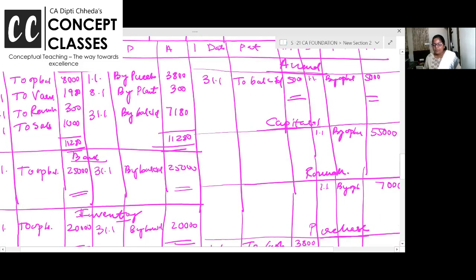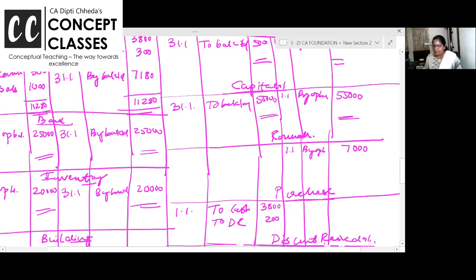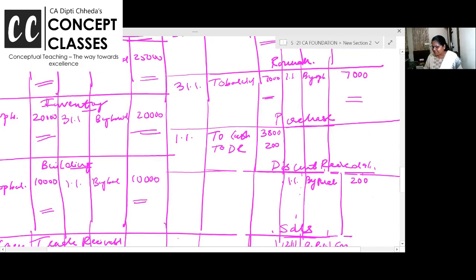Next, capital account also no entry. So just close it. See how easy it is to close the ledger. The only time consuming part is drawing and posting the entry. Balancing is pretty simple. Just balance the capital account. Ronak, 7,000. Just balance. Now, we can prepare the trial balance. I'm not doing it, but just saying.